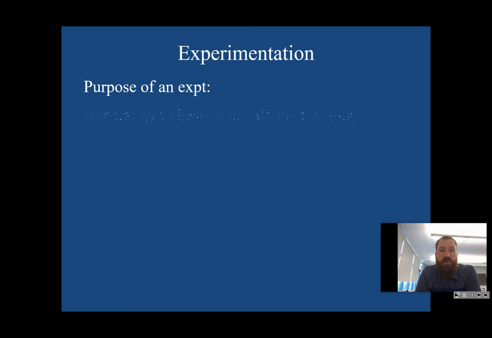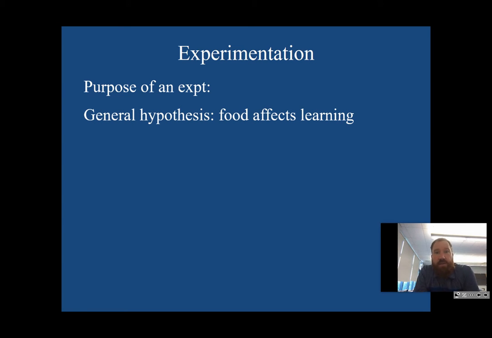Okay, so let's start with a general hypothesis. A general hypothesis can be very simple in terms of what we are going to be studying, right? I think we know hypotheses from other science classes, and it's the same thing here. It is a guess that you're framing your research around. So in this case, a general hypothesis could be that food affects learning. Now, that is very vague, right? What do we mean by learning? What do we mean by food?